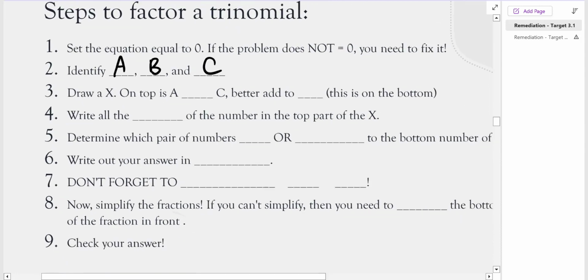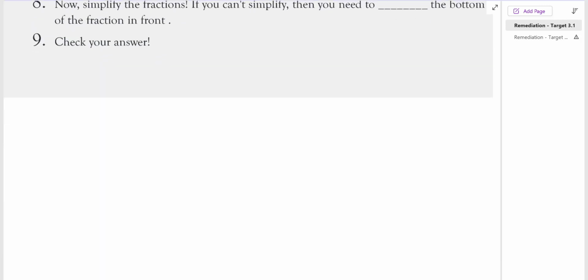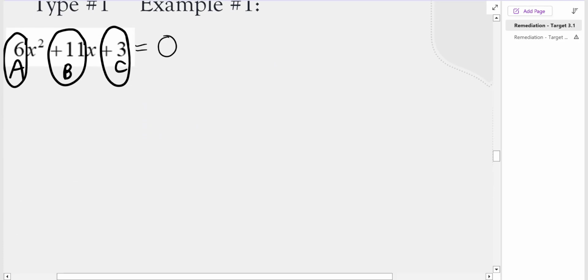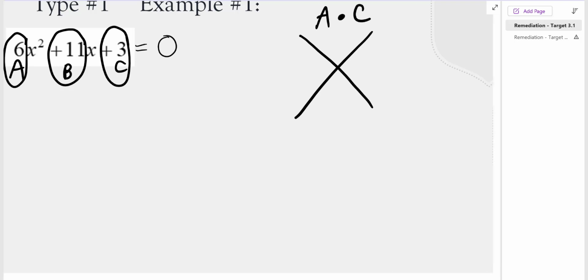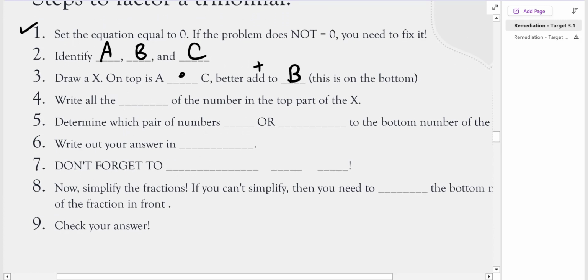Okay. Step number 3 is you're going to draw an X. On top is A times C, and it better add to B. Now there is a song for this. It's A times C, better add to B. So we'll write that here with the example. So over here we're going to draw an X. A times C on top. It better add to B on the bottom.